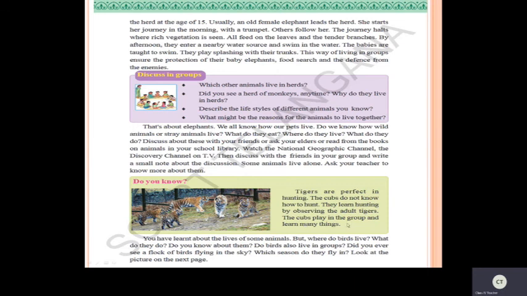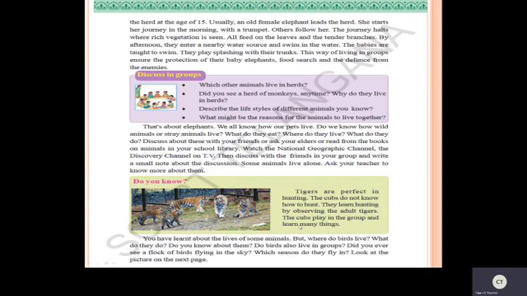The cubs play in groups and learn many things. Yes, children, these cubs always play in groups and they learn many things, and they observe how the adult tigers are hunting and learn how to hunt. Okay, this is a Do You Know column, so you have to remember: tigers are perfect in hunting. The cubs do not know how to hunt. They learn hunting by observing the adult tigers. The cubs play in groups and learn many things.